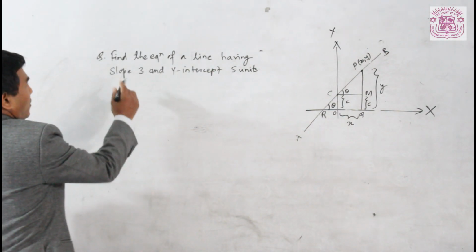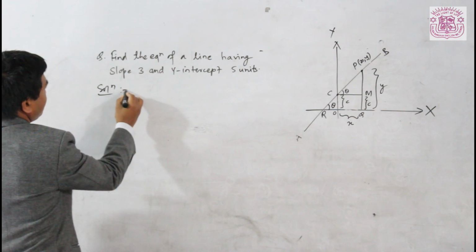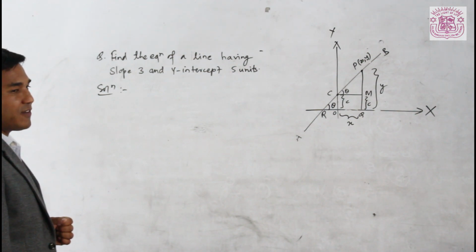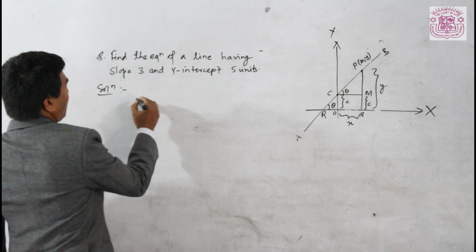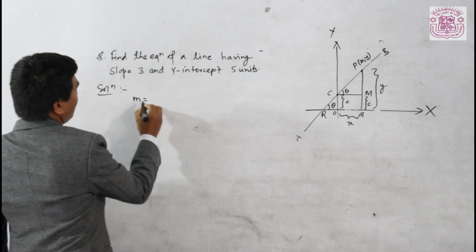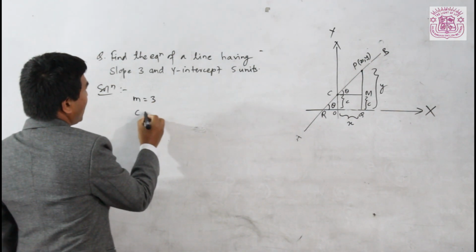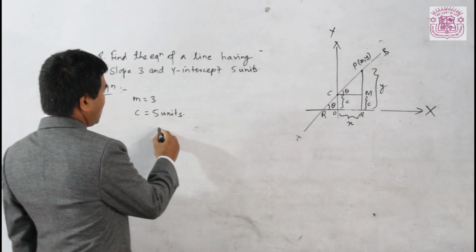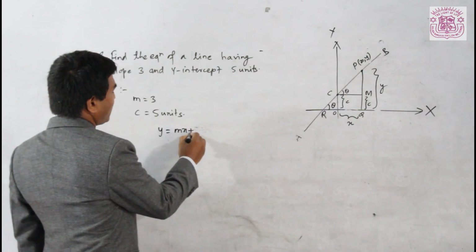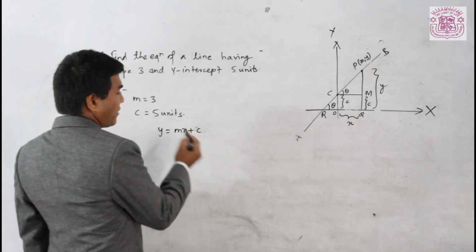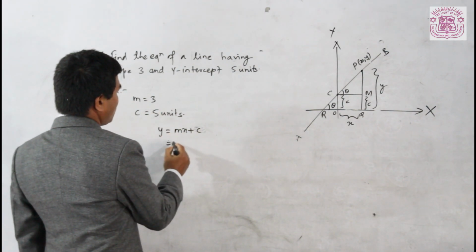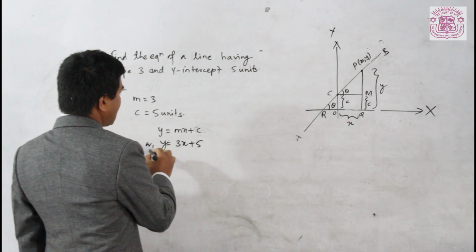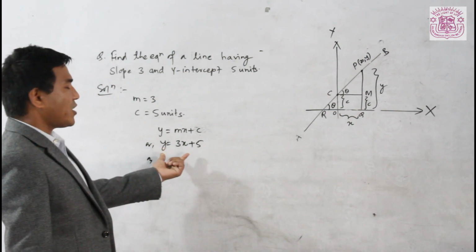Okay, now the solution. Here we have to find the equation of a line which has slope 3 and y-intercept 5 units. So in the solution, we have m equals 3, that is, the slope is 3, and the y-intercept is 5 units. Now using the formula y equals mx plus c, we can find the equation. Here the value of m is 3, so put m as 3, 3x plus the value of c, which is 5, and y is as it is. So this is the required equation of a line.